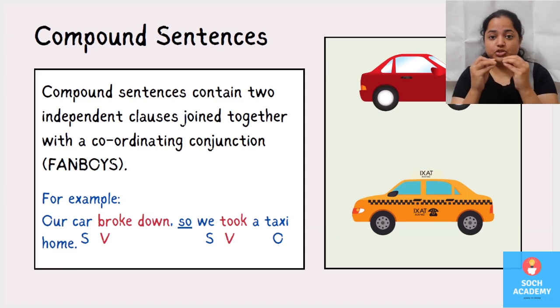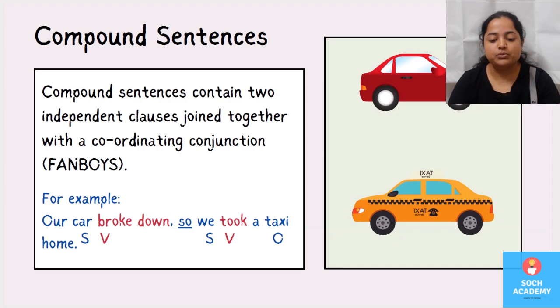So this conjunction "so" joins these two independent clauses together. "Our car" is the subject, "broke down" is the verb, "we" is the subject, "took" is the verb, and "a taxi" is the object. So you can see that there are two independent clauses joined by a conjunction.